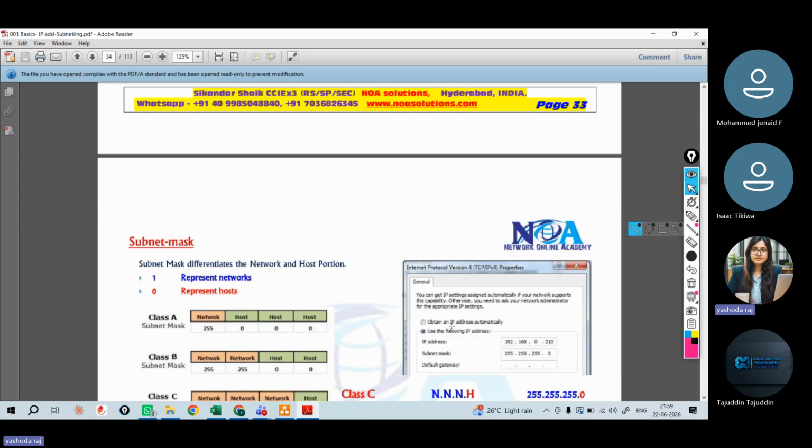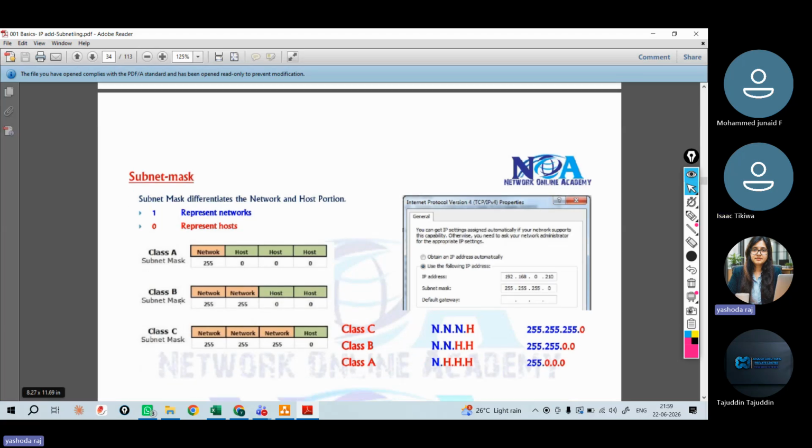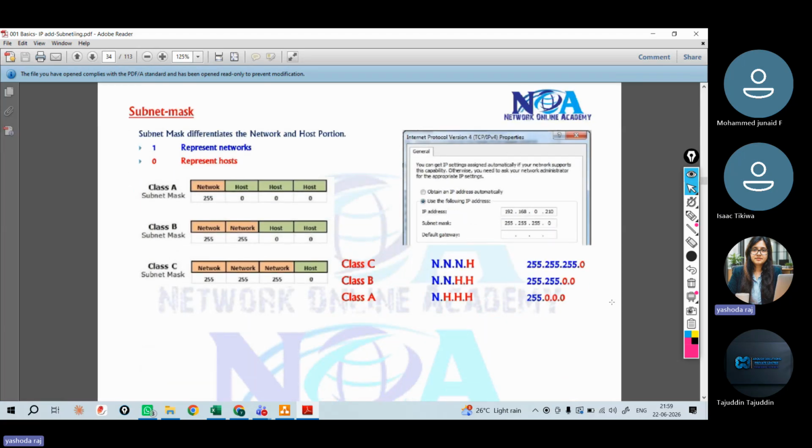Going to the next one, we have the subnet mask. Why do we use a subnet mask? The subnet mask allows us to identify the network and the host portion. If there is a one in the network portion, that represents the network. If zero in the host portion, zero represents the host, one represents the network. We have already gone through the default subnet masks for class A, B and C.